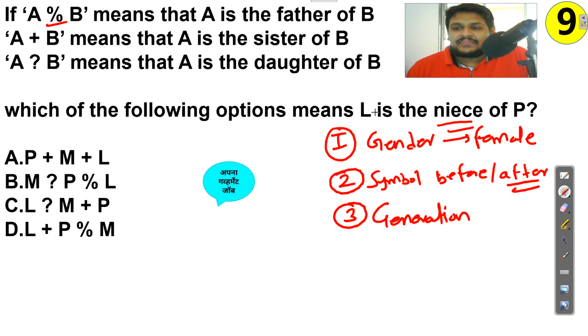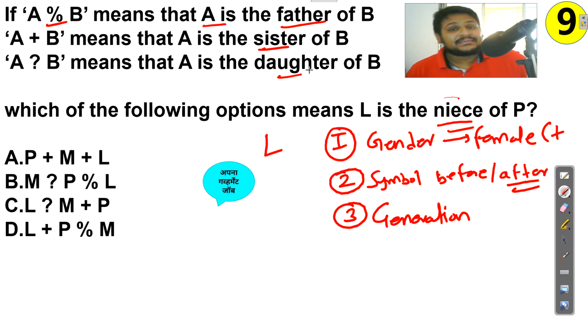What I want is that L is the niece of P. So after L. Why after? Because I already told you why we are using after: here A is the father of B and the percentage is after A. So after L I want female symbols, the symbols which represent the female. For example, here father means percentage, so it is not required because we want female. Sister, yes, female, which is plus. So I will write here plus. Daughter, yes, again female, which is your question mark. So after L I want either plus or question mark.